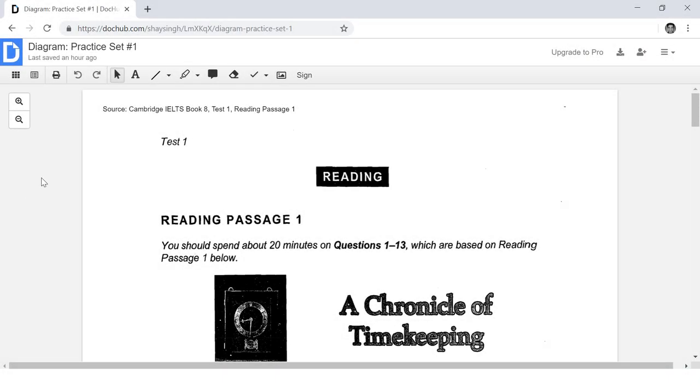Here we are at practice set number 1 for the diagram question. This time we're going to be taking an example from the Cambridge IELTS book number 8, test number 1. This is reading passage number 1, so the question set is going to be a little bit easier.